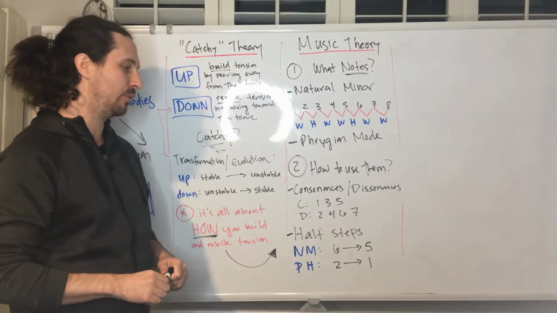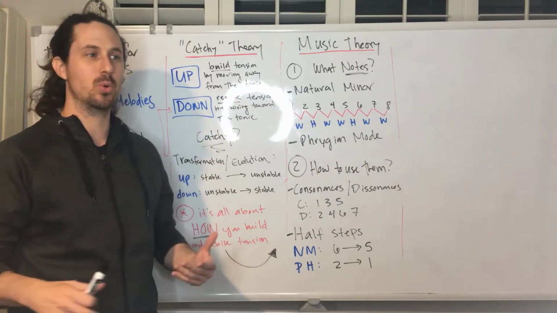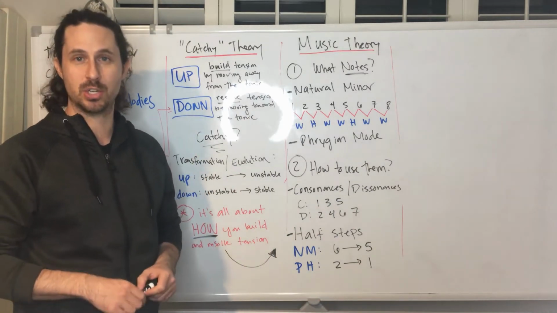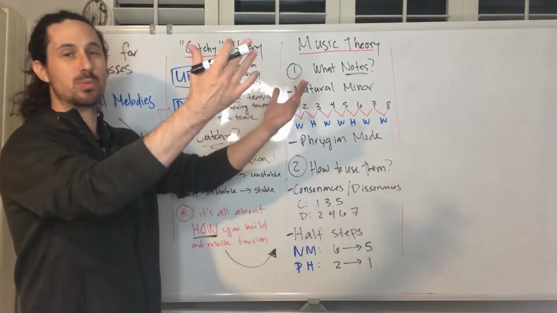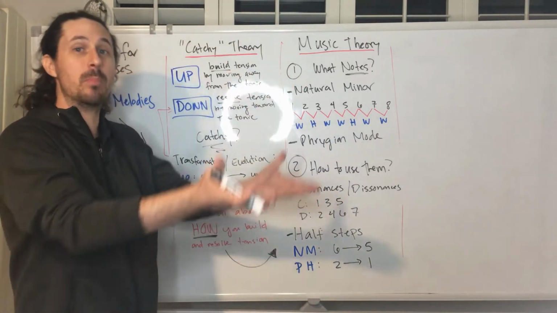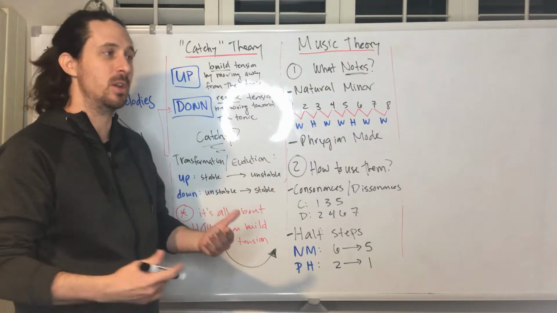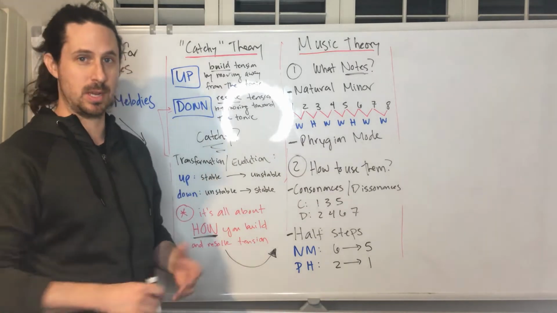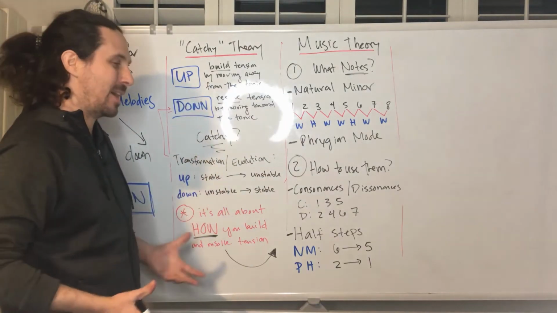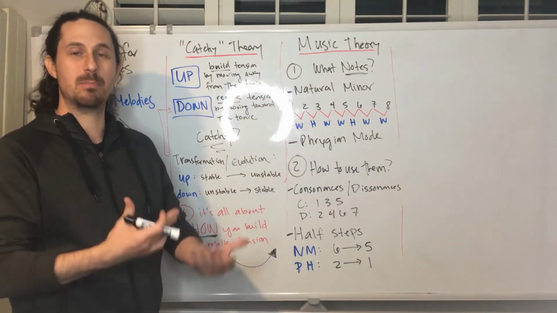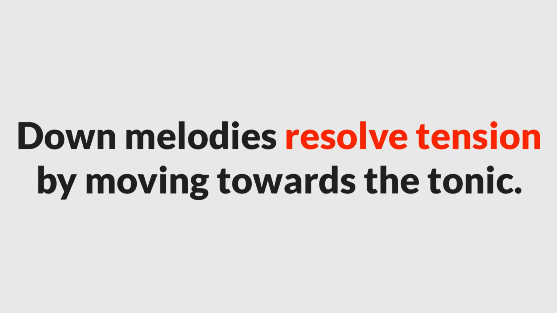If you think of the risers in a build section in a track, the white noise risers, the tonal risers, they're moving up in pitch, and that creates anticipation for some future event. But here, that rising in pitch creates the same kind of tension. And down melodies do the opposite. They resolve tension by moving down towards the tonic.